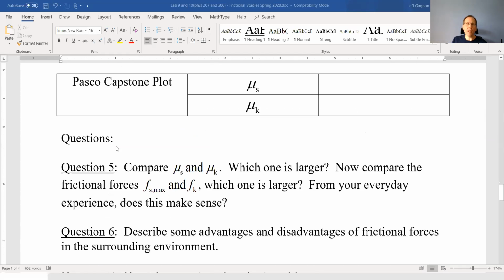Okay, there's a few more questions. Question 5 is compare mu s to mu k. Which one is larger? Well, we should find mu s is larger than mu k. Now compare the frictional forces Fs max and Fk. Which one is larger? Well, if mu s is larger than mu k, what should be true about Fs max compared to Fk? So you want to think about that. If you want, you can think about your everyday experience, like moving a large piece of furniture.